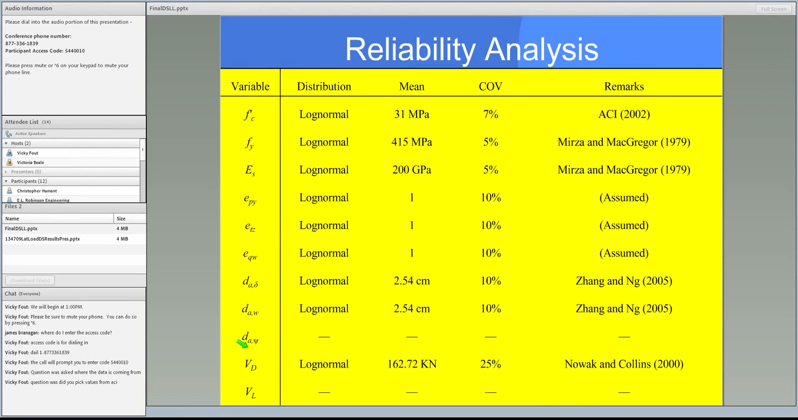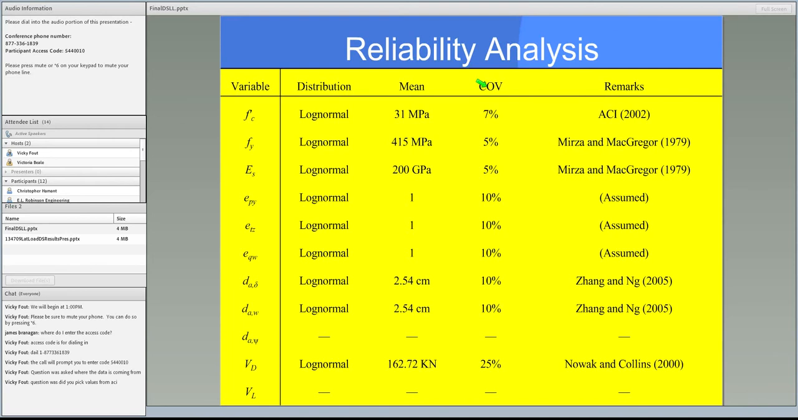We have two limit states, angle distortion and lateral deflection and vertical movement. These are the two limit states. And as a result, we have the global failure probability. The failure probability of the system is greater than any of the individual failure modes.